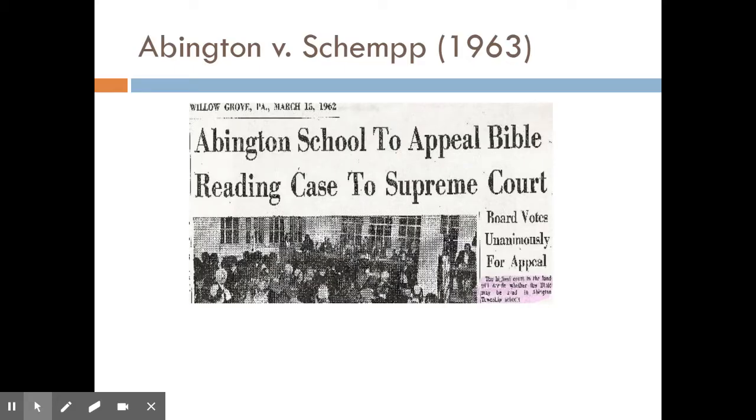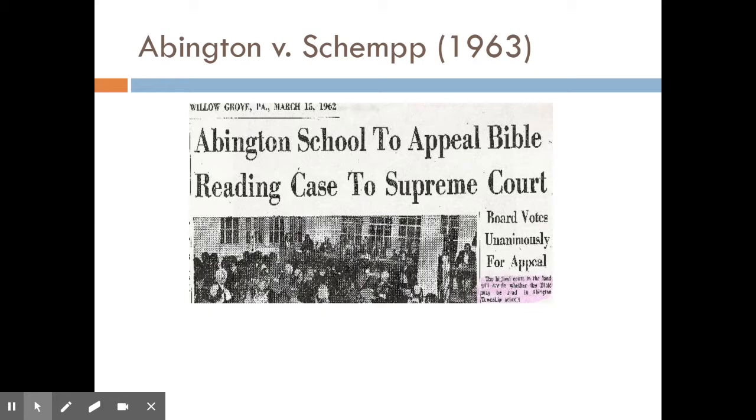So an example of that would be the famous, this is not one of the mandatory cases, but obviously of local interest, the Abington versus Schempp case in 1963, in which common tradition from the 50s up through the early 1960s was essentially to have students engage in Bible reading in public high schools throughout the country. This wasn't just an Abington thing. This was common throughout most of the country.